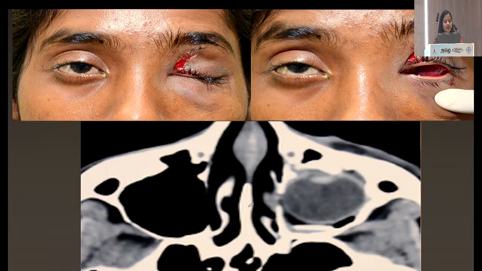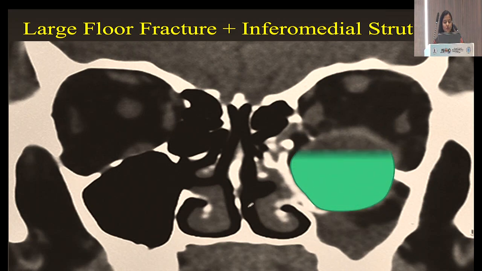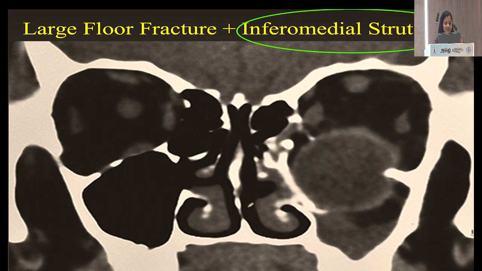On imaging, it was seen that there was the globe in the left maxillary sinus. The trauma must have been severe enough to cause such severe globe dislocation into the maxillary sinus. There was a large floor fracture with loss of the inferomedial strut, like Dr. Ganga and Dr. Grover have beautifully presented in orbital fractures. Without the loss of the inferomedial strut, it's not possible for the globe to completely dislocate into the maxillary sinus.